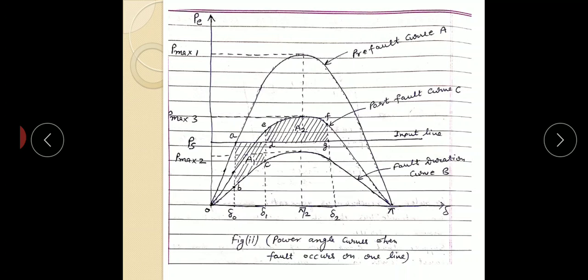Now, a very important part. Look very carefully at this power angle curve. Before the occurrence of the fault, the system was operating at point A on the pre-fault curve A. The initial load angle delta naught is obtained by the intersection of the input line PE equal to PS and the pre-fault curve A. Okay, so this is the delta naught angle.